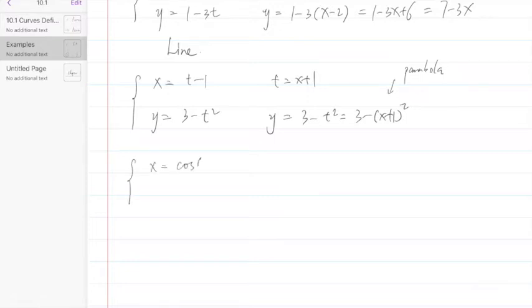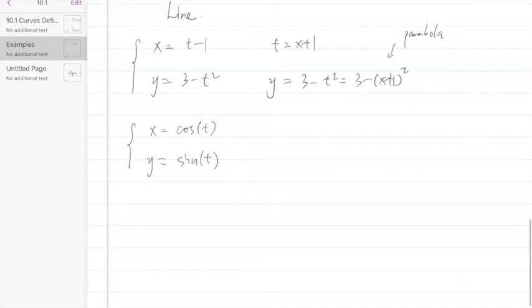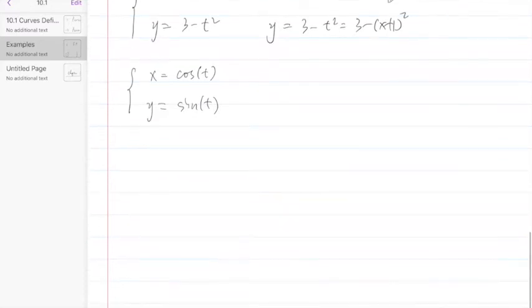Okay? Now let's try something a little bit trickier. x equals cosine t, and y equals sine t. This one is a little bit trickier, but let's imagine what's going to happen. When t equals 0, what do we have? We have cosine 0 and sine 0, which is (1, 0).